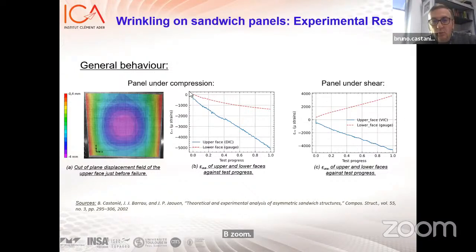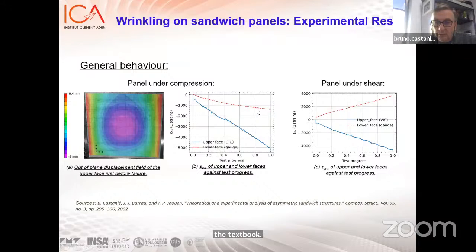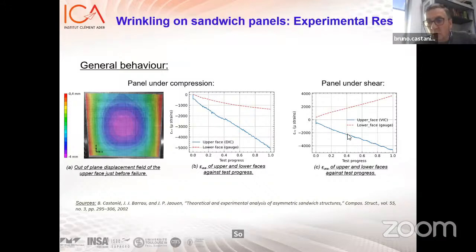So in blue, you have quite a linear response of the working skin, the upper skin. And in red, you have the non-linear response of the hidden skin inside the central test box. Okay, so it's non-linear, it's a classical behavior for asymmetric sandwich. And you can refer to one of my old papers. For shear, it is not exactly the same thing. You have a variation in stiffness, and the slope depends on the shear stiffness of each of the skins. And it is almost linear.